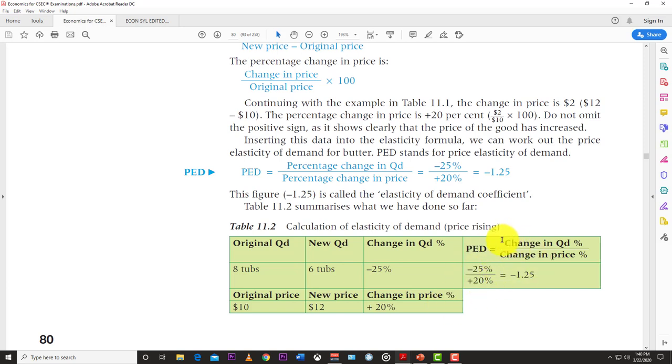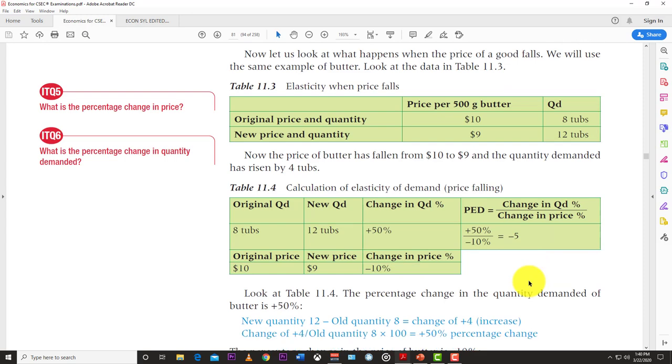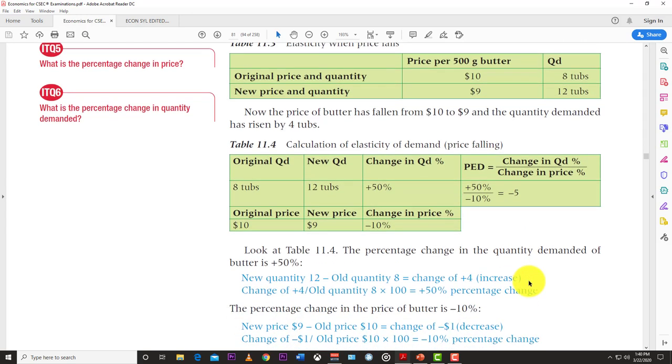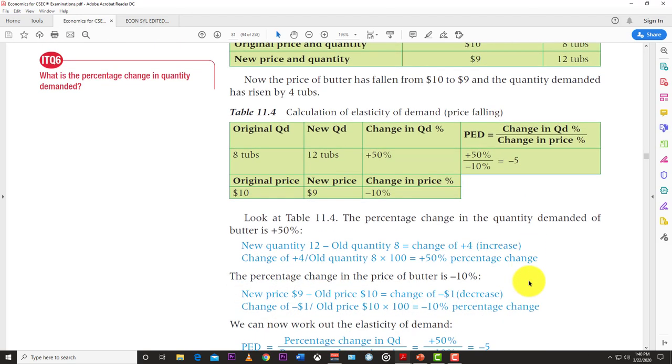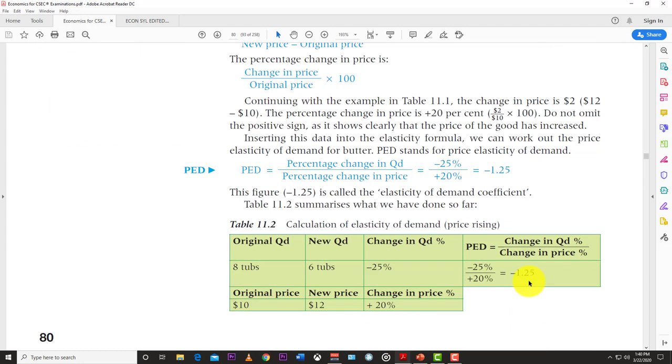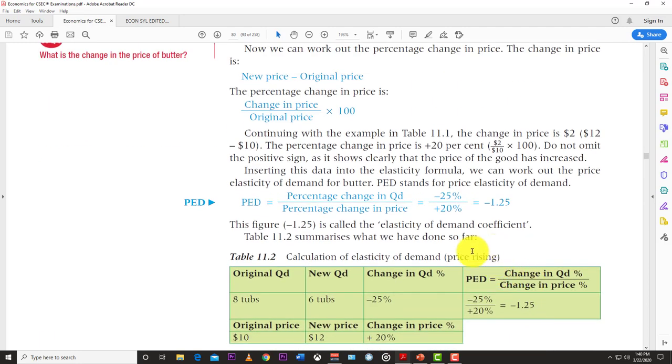So here's the formula right here. Price elasticity of demand equals percentage change in quantity demanded over percentage change in price. And so we end up with the elasticity of demand coefficient of negative 1.25. So what does that mean? We are going to look at that later, the coefficient.